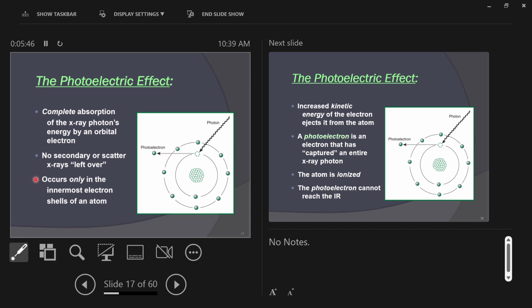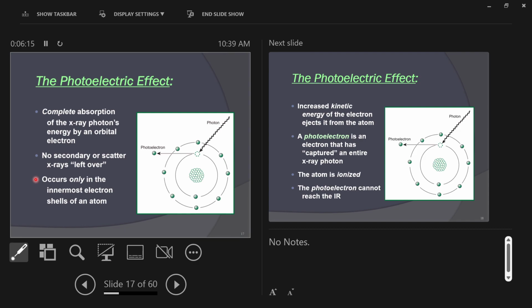It is easy to eject an outer orbiting electron and harder to eject one of the inner shell electrons, okay? So think about if this happened in the outermost shell. The X-ray photon would put its energy into the electron, and it would get ejected, but there would be leftover energy, okay?